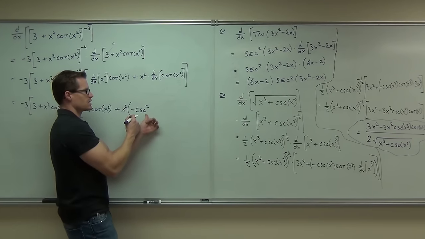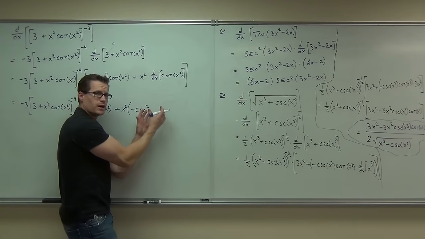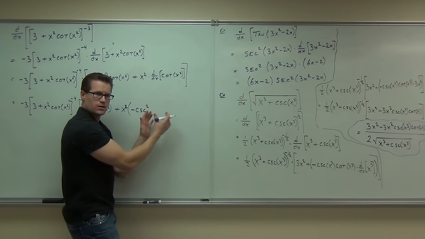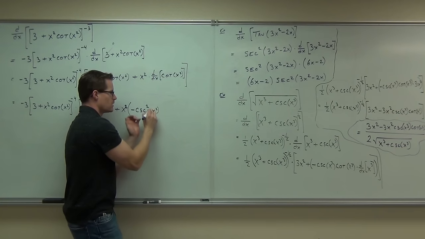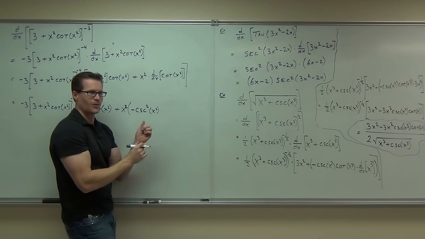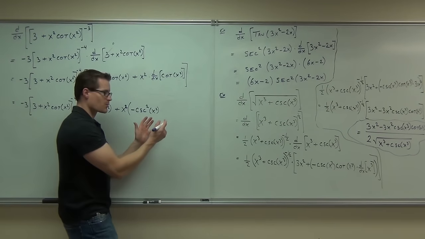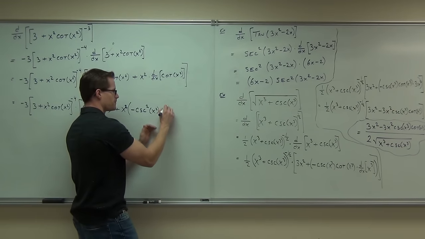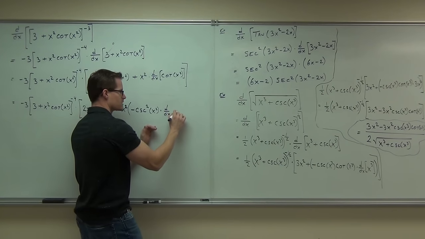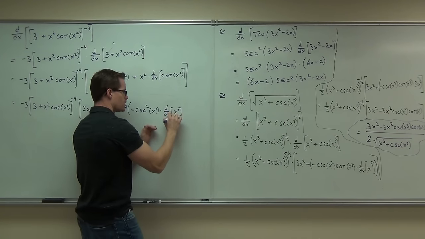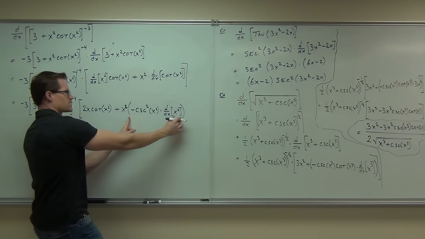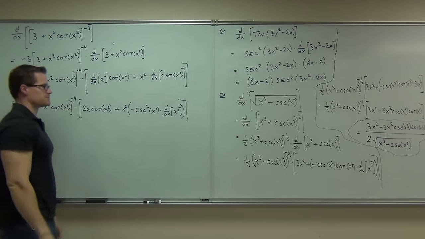So negative cosecant squared of, oh, of what, folks? Of what? 2x or x squared? X squared. Good. And then we're done, right? No. Oh, there's one thing. If you forget this, oh, it blows your whole problem up. But if we don't forget it, we have the problem right. Times what? 2x. Yeah. I want d dx of x squared. This is this parentheses, that's the bracket.